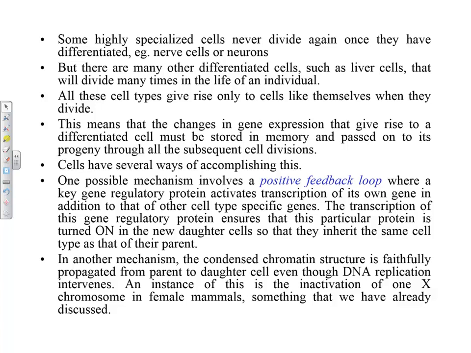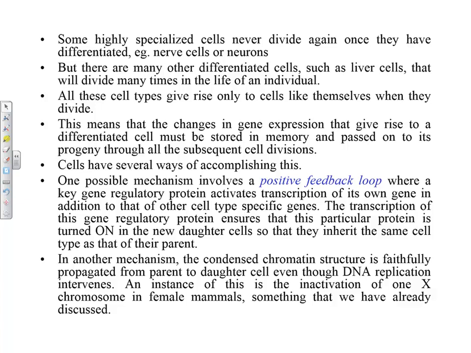One possible mechanism involves a positive feedback loop, where a key gene regulatory protein activates transcription of its own gene. So more of that protein is produced, and when the cell divides, both copies have enough of that protein to get the characteristics of that particular cell type.